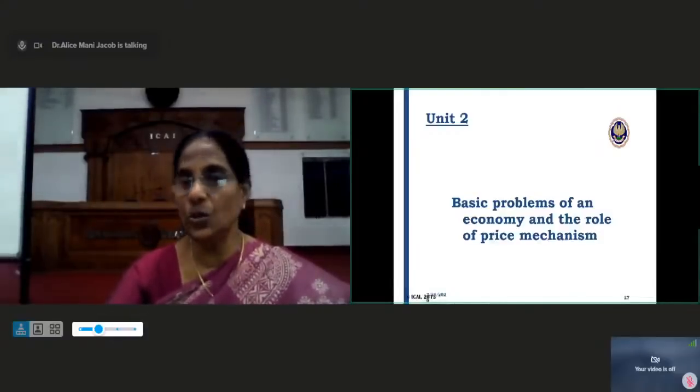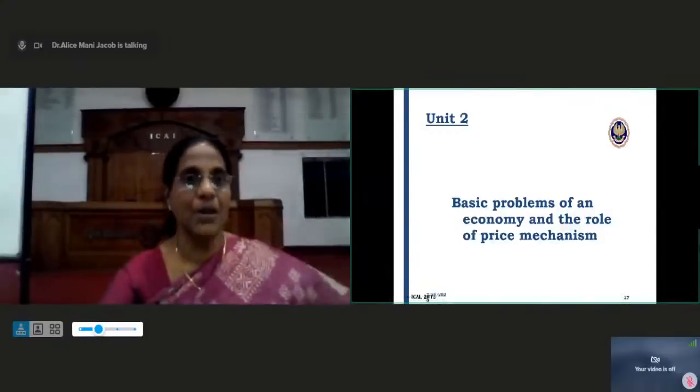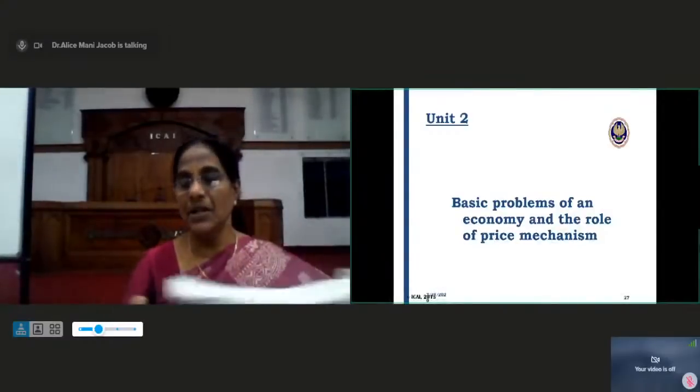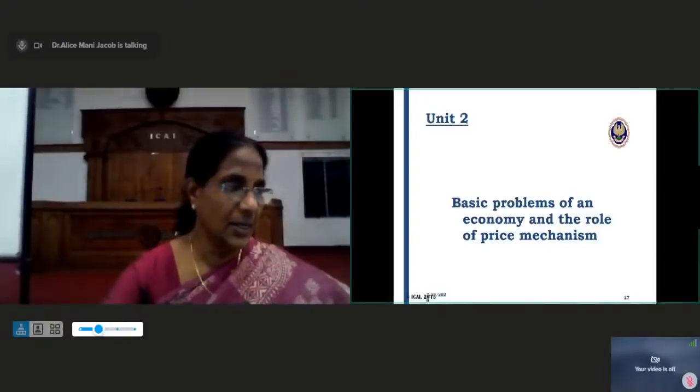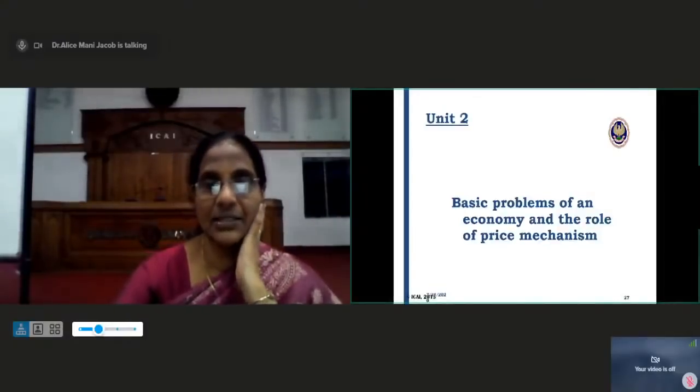That takes us to Unit 2. You can still keep your book open. This is simple, 1.11. That is what Unit 2 tells you about.